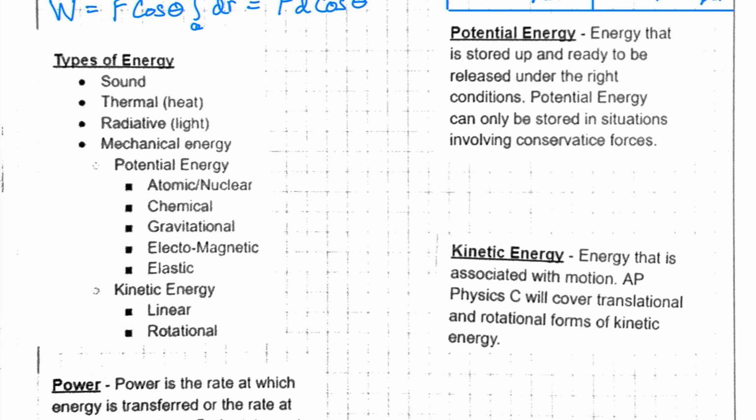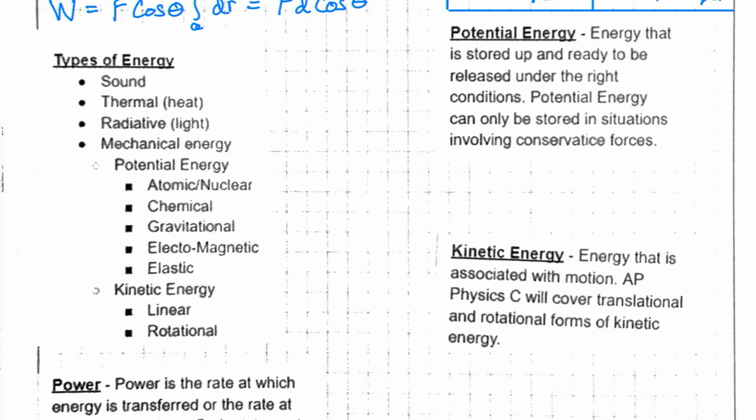Overall, there's many different types of energy. We have sound, which is kind of like vibrational energy of the air. So in some ways it's kinetic, but we have a special name for it. We have thermal energy, heat. That's also kinetic energy, but it's on a molecular level. We have radiative energy, light. Not only light, but X-rays, gamma rays, infrared, microwaves, radio waves. All of those are forms of electromagnetic radiation.